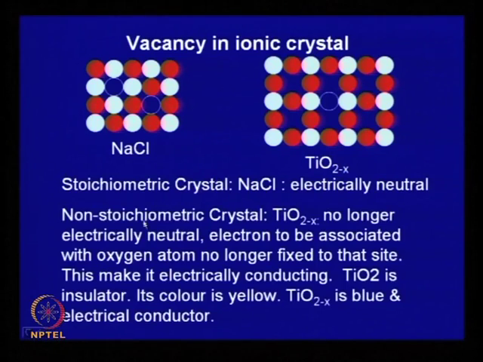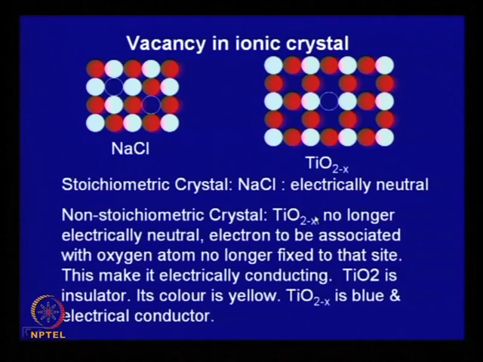There are many cases of non-stoichiometric crystals, and one example shown here is titanium dioxide. Normally its chemical formula is TiO2, but very often you will find there are not enough oxygen atoms in the crystal to make it neutral.